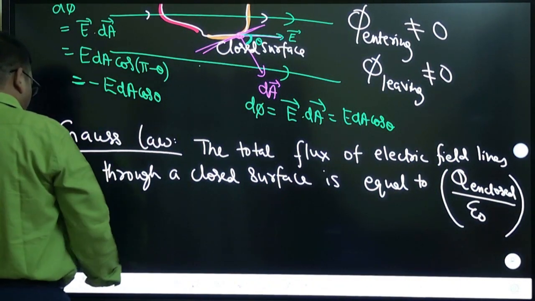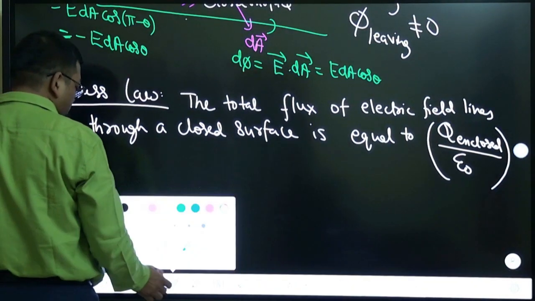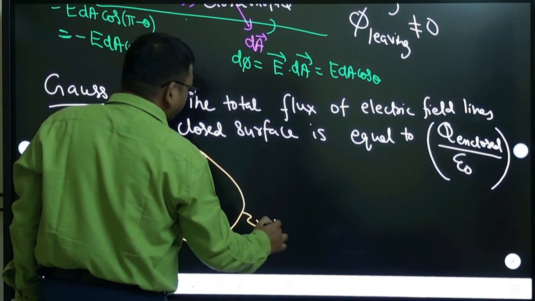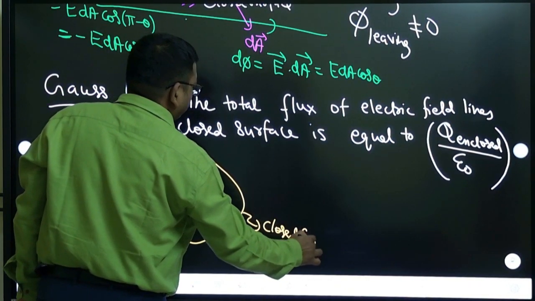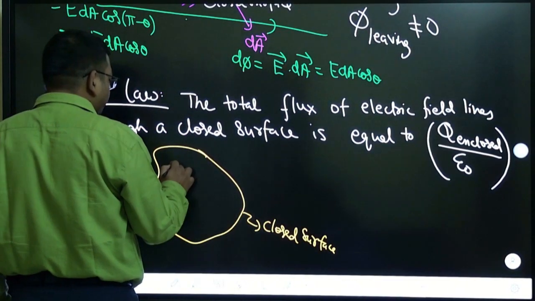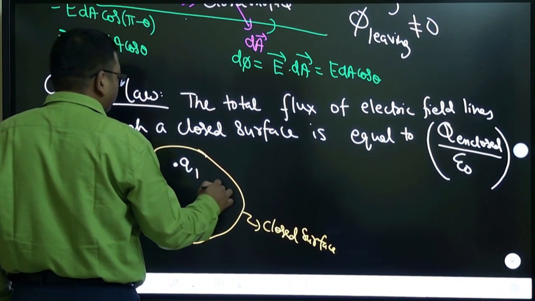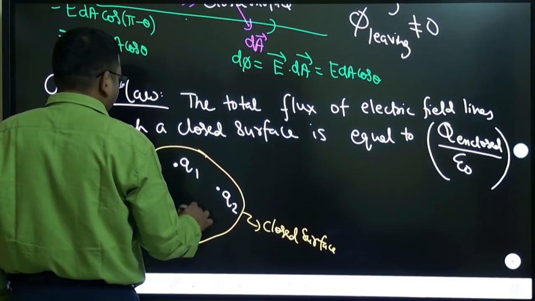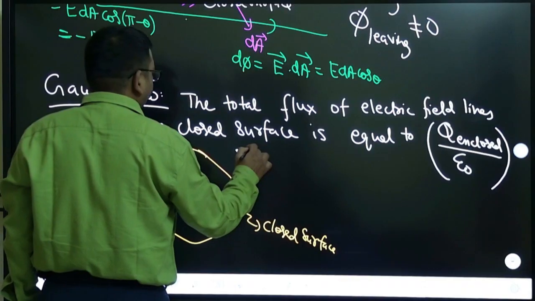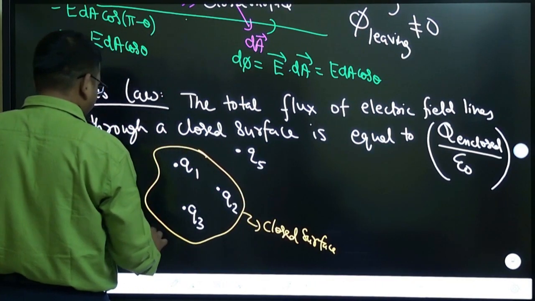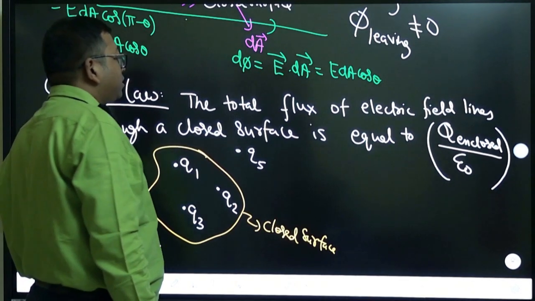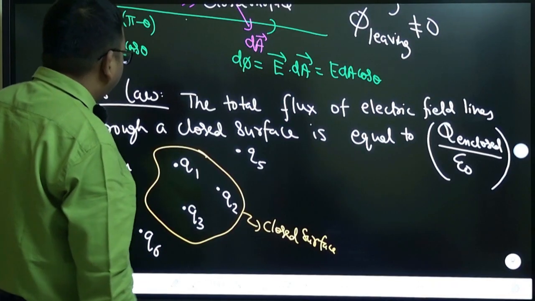So what this law says is that, suppose there is a closed surface. They are talking about a closed surface only. Let us say inside this closed surface there are some charges q1, q2, q3, and some charges are outside: q4, q5, q6. The total flux of electric field lines through a closed surface.